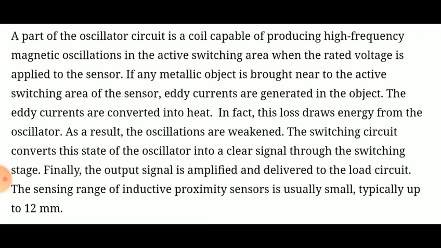If any metallic object is brought near to the active switching area of the sensor, eddy currents are generated in the object. The eddy currents are converted into heat. In fact, this loss draws energy from the oscillator. As a result, the oscillations are weakened. The switching circuit converts this state of the oscillator into a clear signal through the switching stage. Finally, the output signal is amplified and delivered to the load circuit. The sensing range of inductive proximity sensors is usually small, typically up to 12 mm.